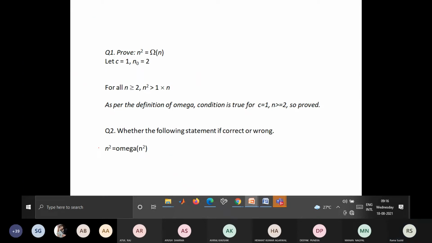Okay, for example, to prove this equation, you can write that n square is Omega of n. You know very well Omega represents the lower bound. So you may have a function with a lower possibility of values in comparison to this, so Omega n, but it is to be proved.